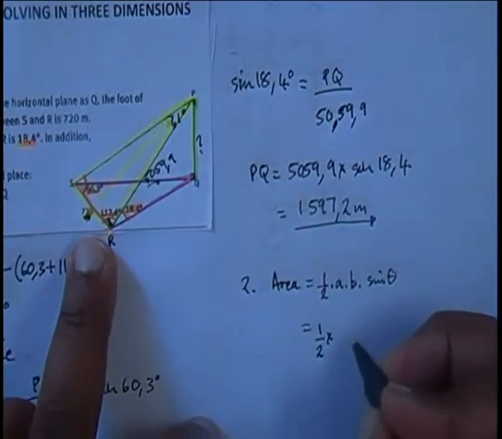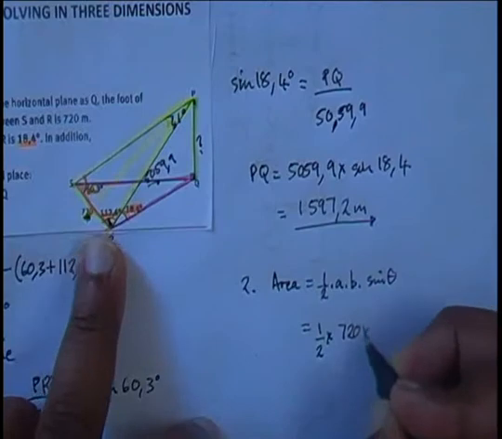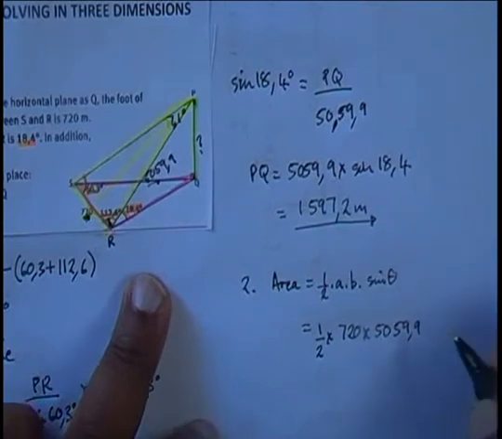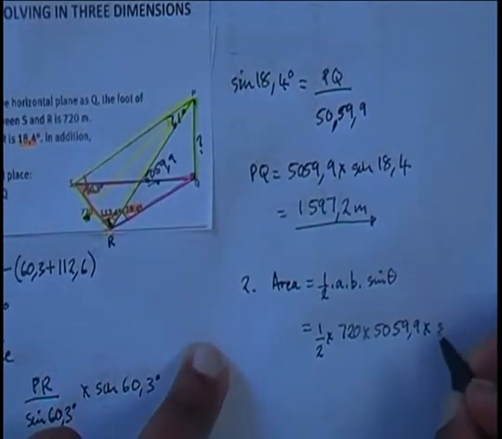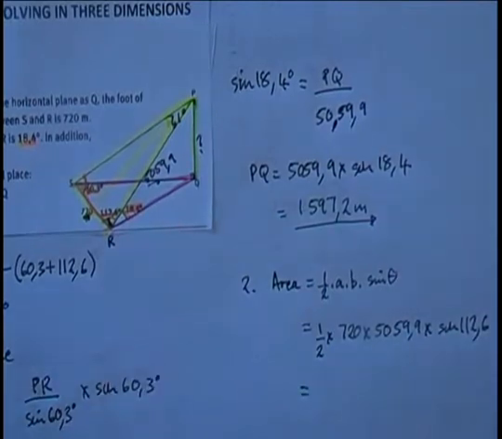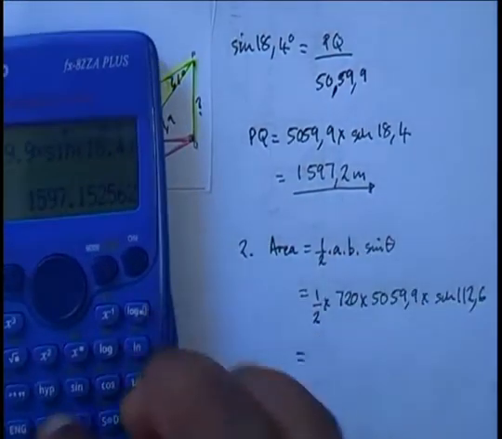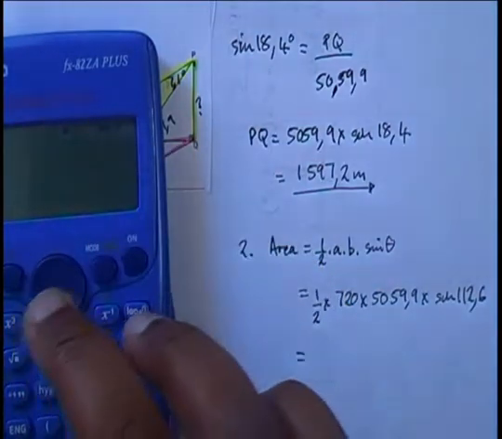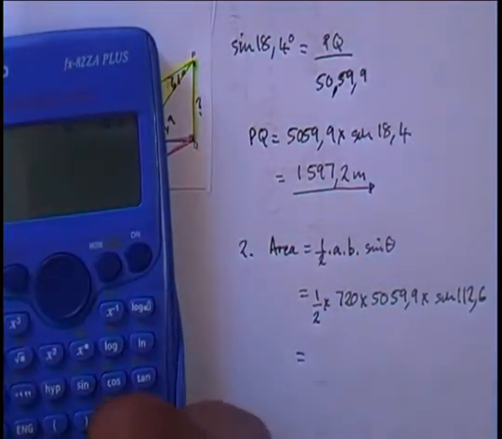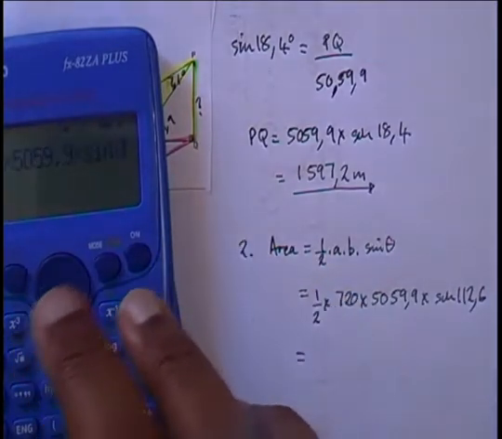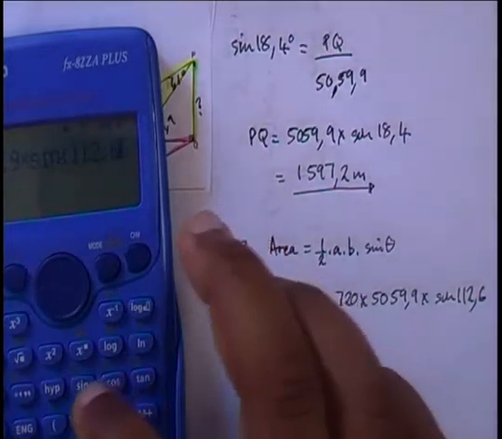So 1/2 times 720 times 5059.9 times the sine of 112.6. Okay, so let's just calculate that in the calculator. So 1/2 times 720 times 5059.9 times sine of 112.6, close bracket.